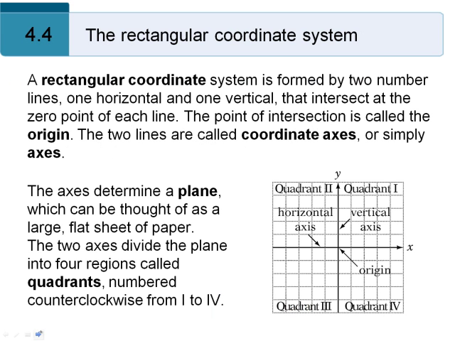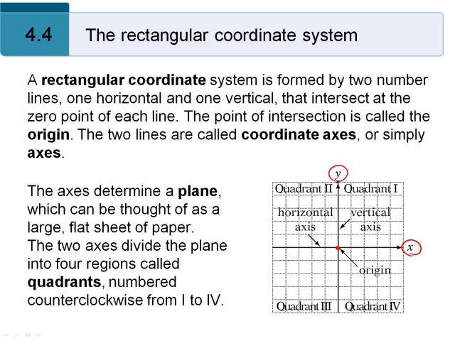Okay. So a rectangular coordinate system is formed by two number lines. One is horizontal and one is vertical. And they intersect at the 0 point of each line. The point of intersection is called the origin. That's right here in the middle of your graph, the origin. The two lines are your axes. So the horizontal axis is always the x-axis, the one out here, and the vertical line is your y-axis.